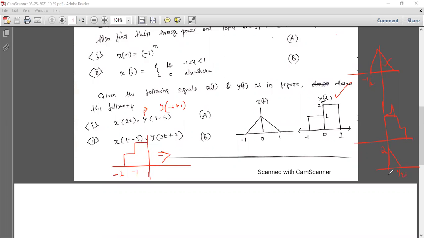Did you get this? No, sir, I thought it was a comma. I did it separately, both. It was a multiplication. Given x of t and y of t, I wanted you guys to multiply this signal with this signal.